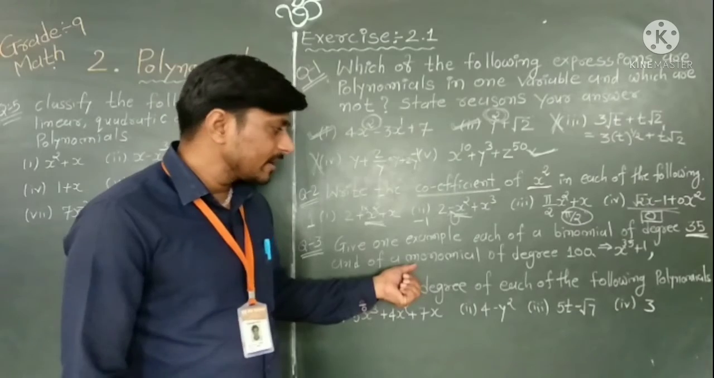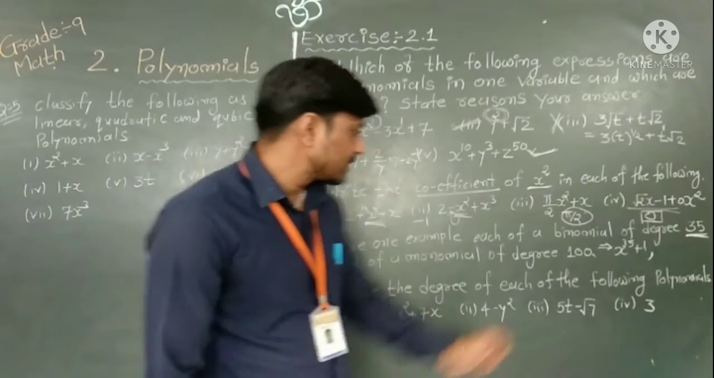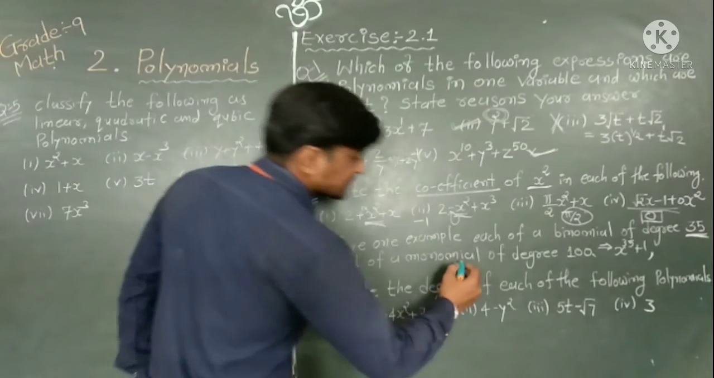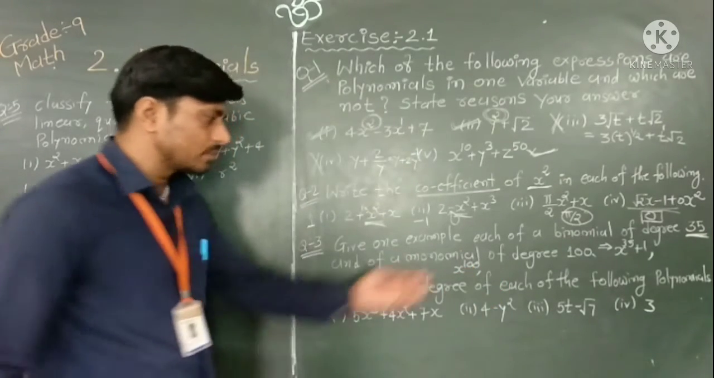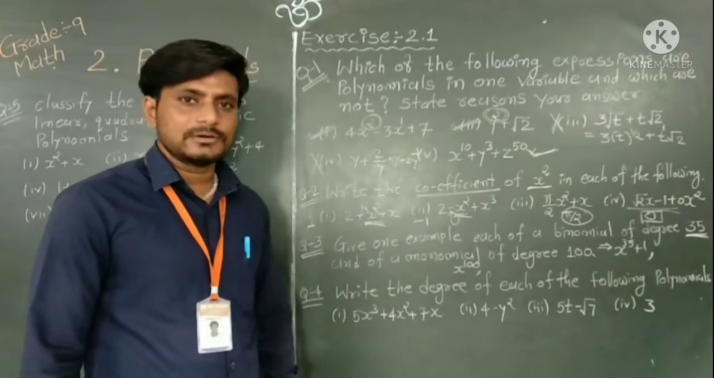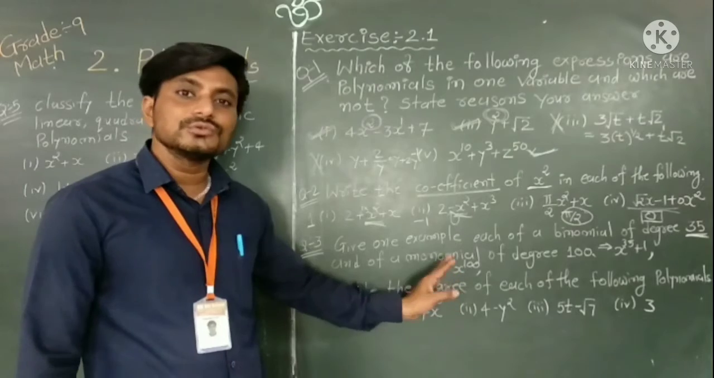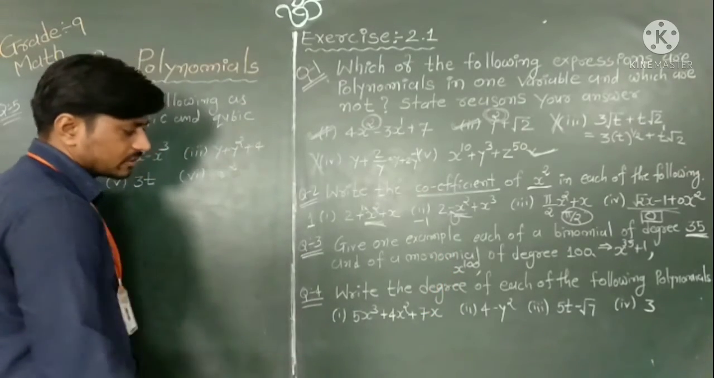And what is a monomial? If it has only one term. So with power 100, an example of this is x raised to 100. Simply write that, or you can write y raised to 100, or you can write z raised to 100. You can use any variable. It is not compulsory that you use the x variable. Got it? Okay.